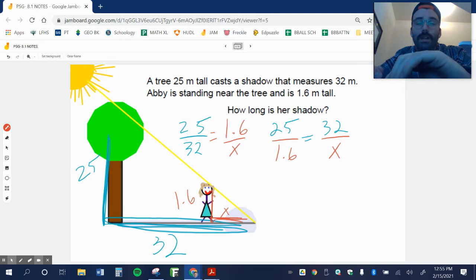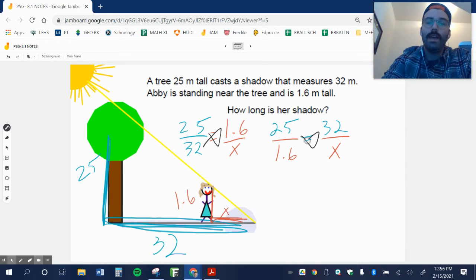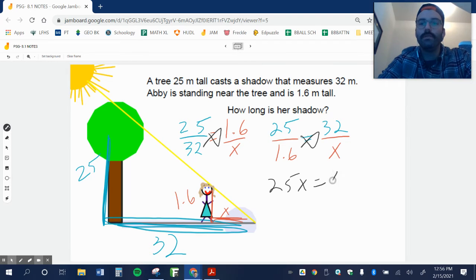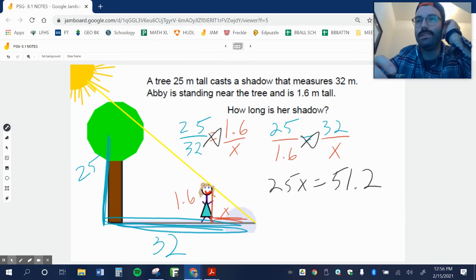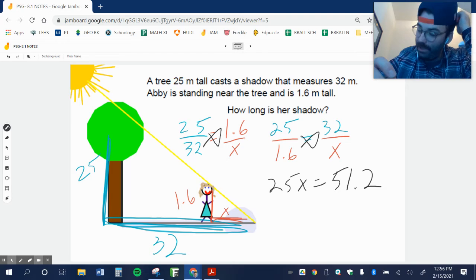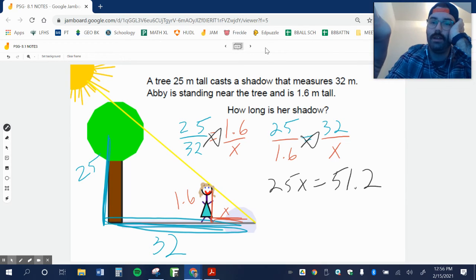Okay. I could set it up another way. I could flip this: X over 1.6 equals 32 over 25. Same thing here: 1.6 over 25 equals X over 32. I can do that. No matter what, everyone, we will be cross multiplying, and we will still have 25X equals 51.2. No matter what. When I'm doing these word problems, I like to keep tree together, tree with tree shadow, person with person shadow. It just helps me a lot.